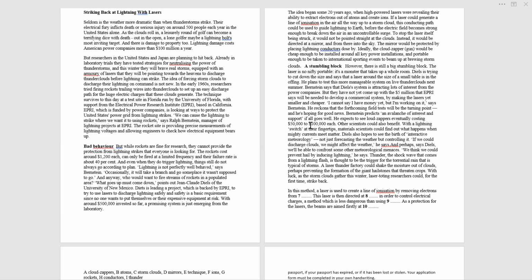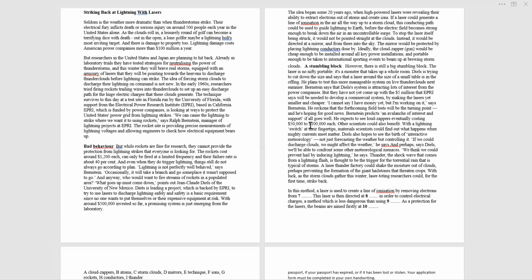Okay, so let's see the answer here. In this method, a laser is used to create a line of ionization by removing electrons from dash. So the idea began some 20 years ago, because there is the word line of ionization, so we have to start reading from up there. When high powered lasers were revealing their ability to extract electrons out of atoms and create ions, right? So method: laser used to create a line of ionization, that is the ions, by removing what? Electrons, that means extracting electrons from what? From or out of atoms. So B is the option for 2, C or 7.